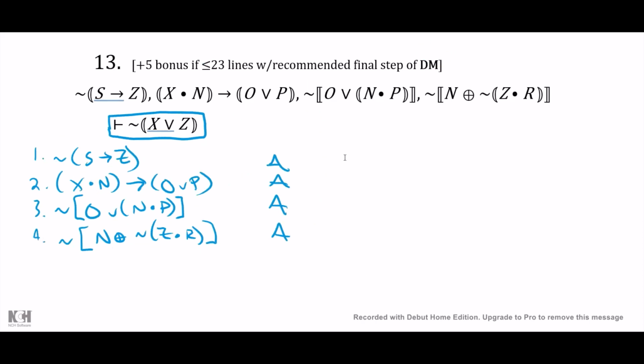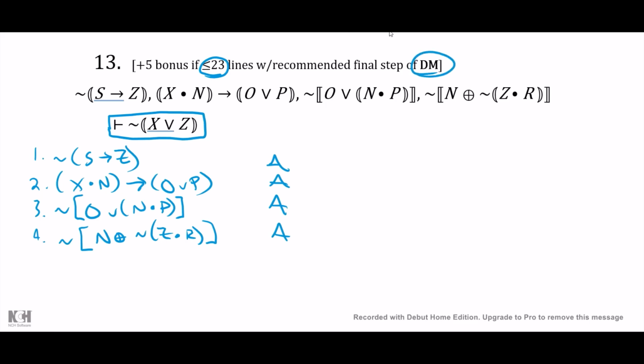Finally, plan of attack for number 13. Now, number 13 is no more sophisticated than the other ones. It is longer, but it's no more sophisticated than the others. And in fact, it's a lot like number 12, actually. The last move is De Morgan's Law.